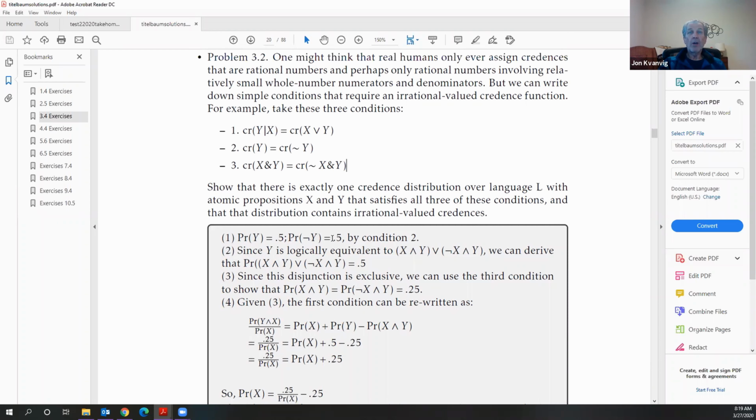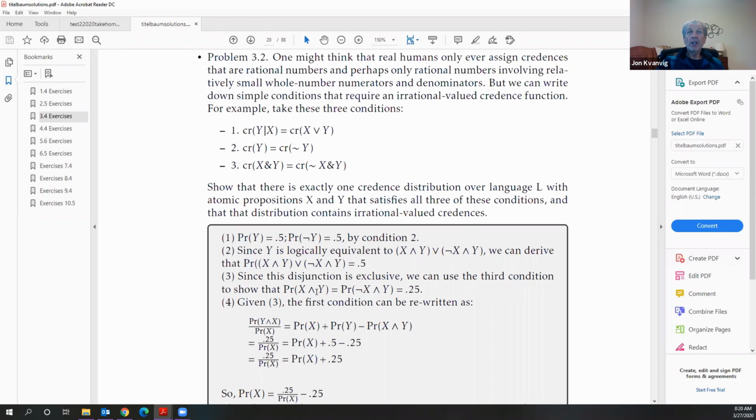Probability of y and not y are the same by 2, so they both have to be 0.5. Y is logically equivalent to x and y, or not x and y. So we can derive that the probability of x and y or not x and y is also 0.5. Now this disjunction is exclusive, so you can calculate it just by adding the probability for the first conjunction plus the probability of the second.